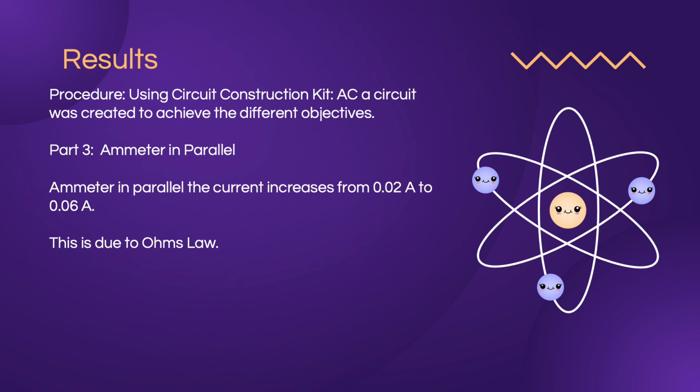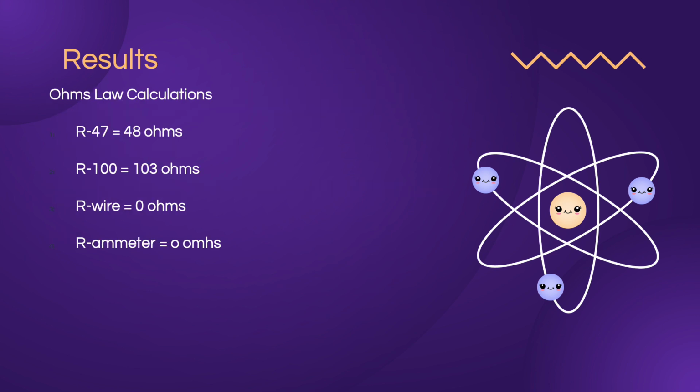Sorry. So part 3 was using the ammeters in parallel, and in parallel, the current increases from 0.2 to 0.6, and this is due to Ohm's law. And then lastly, the Ohm's law calculations at the end.